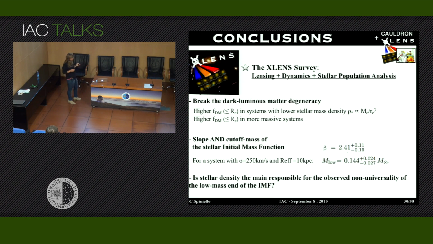I've shown you that the combination of lensing, dynamics, and stellar population analysis is a very useful tool to study formation and evolution of massive galaxies. Evolution, why? Because the lensing method is the only one that allows you to go to redshift above the local universe, above 0.01, 0.02. And we are able to break the dark-luminous matter degeneracies, and we also find that a higher fraction of dark matter, or invisible matter if you want, is found in systems with lower stellar mass density and with higher mass.